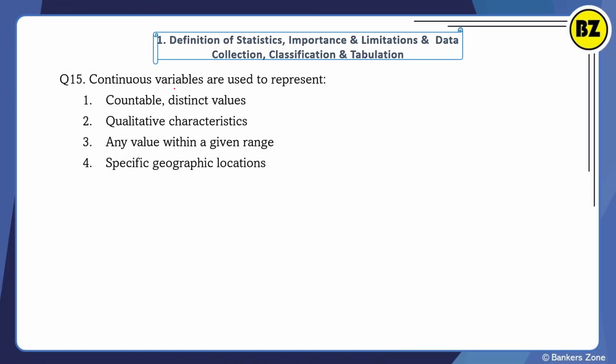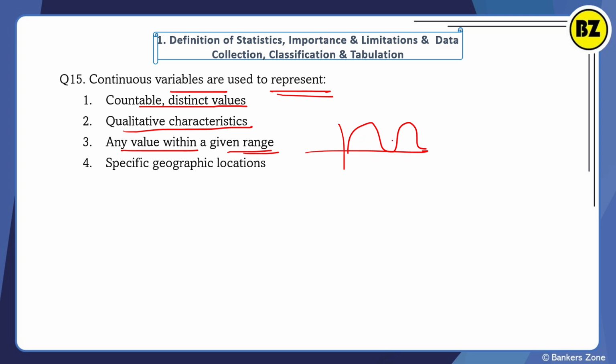See, continuous variables are used to represent what? Countable and distinct value, qualitative characteristics, any value within a given range. So continuous means like this, continuous. These are like a wave-like structure. Any value given within the range, so it is called a continuous variable. So the third is the correct option.